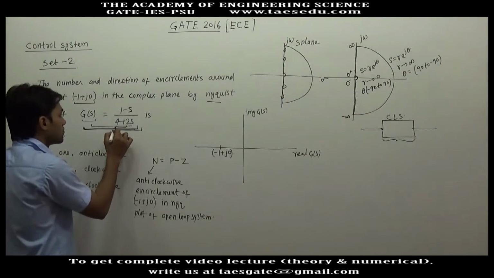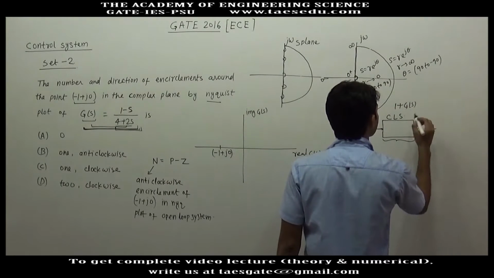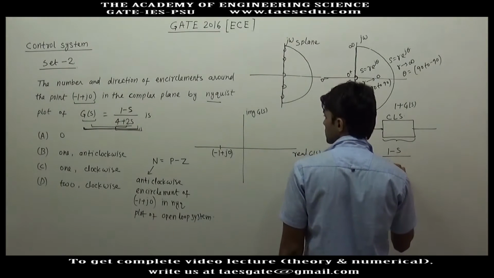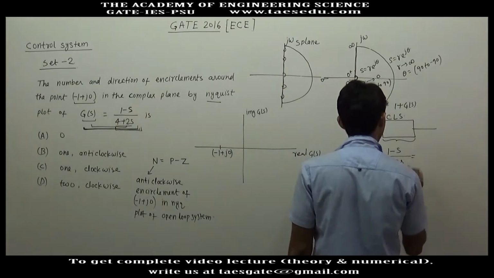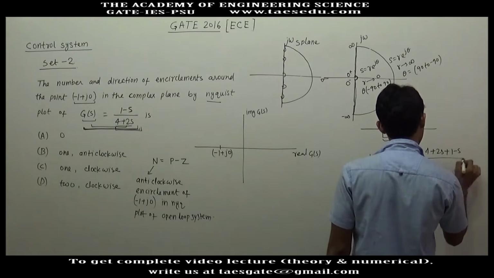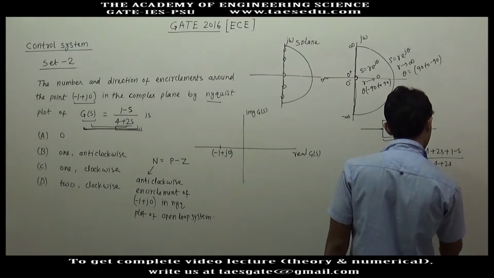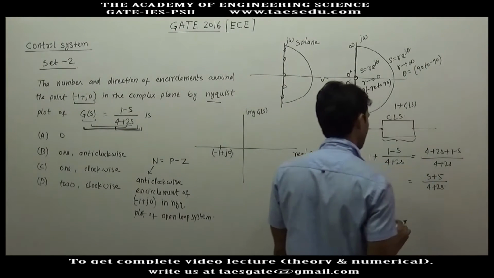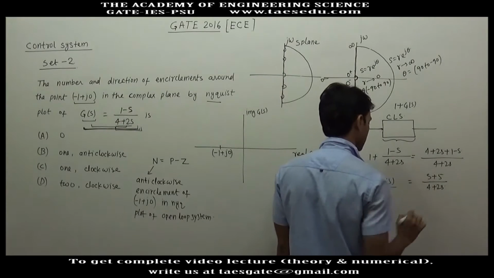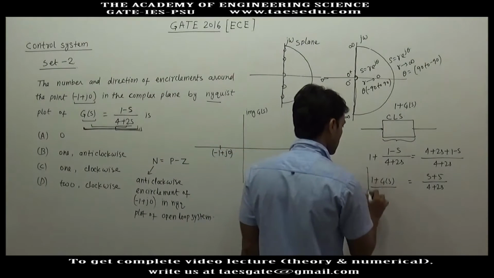Okay, so if this is the open loop system, what will be the closed loop system? The closed loop system is nothing but 1 plus GSHS. The closed loop system will be 1 plus (1 minus S) divided by (4 plus 2S). This will be (4 plus 2S plus 1 minus S) divided by (4 plus 2S). This is (S plus 5) divided by (4 plus 2S). This is 1 plus GSHS.